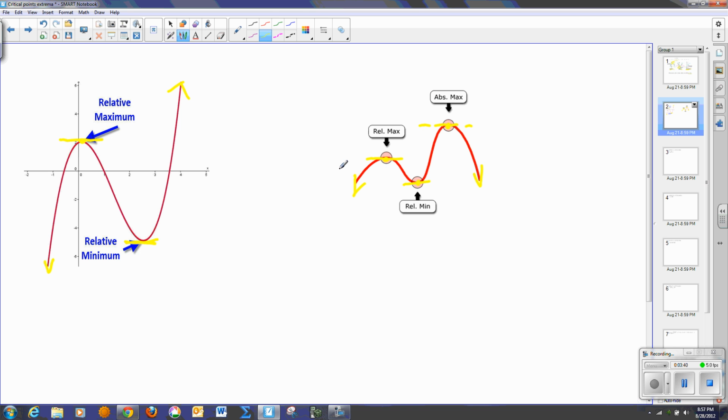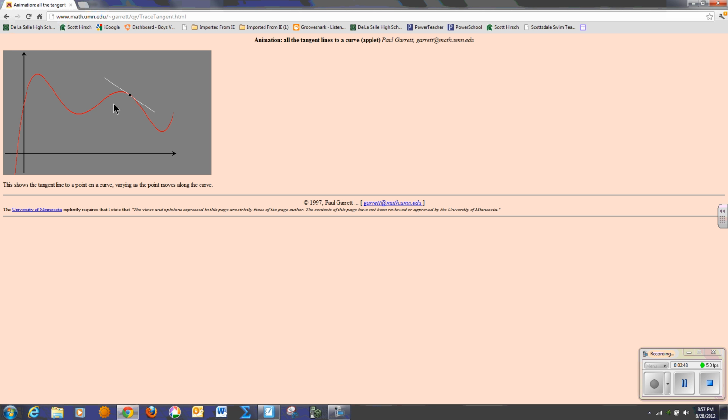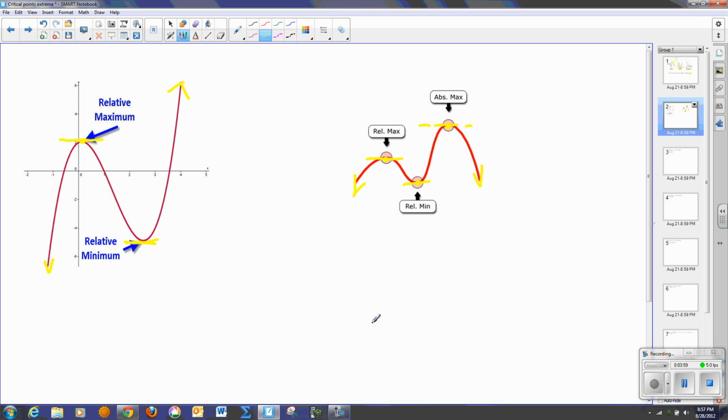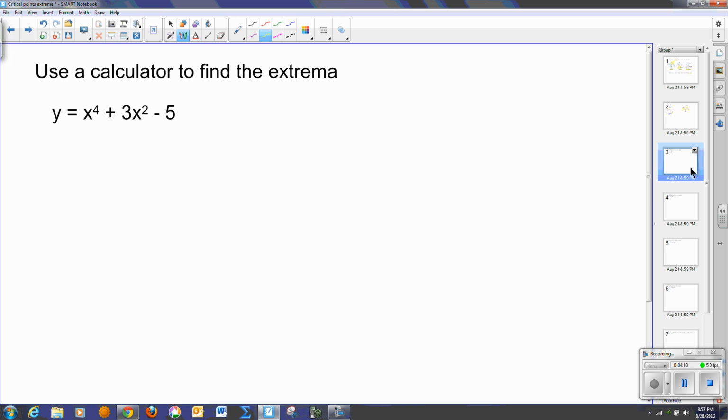Okay? There are tangent lines virtually everywhere on the curve, as we saw in our example with the red curve here and the white tangent line going at any given time to the graph. But there are only special points where that tangent to the curve is horizontal or vertical. There are no vertical tangent lines in these pictures I've represented here. Let's keep moving. Now we're going to use the calculator to find extrema. And when I talk about extrema, I'm talking about max or min values.